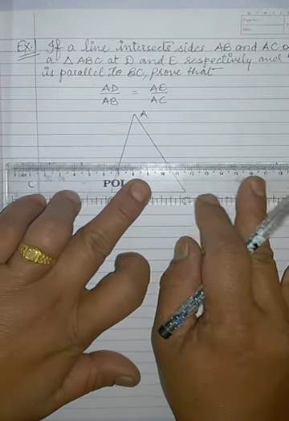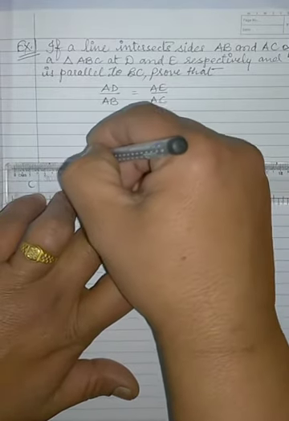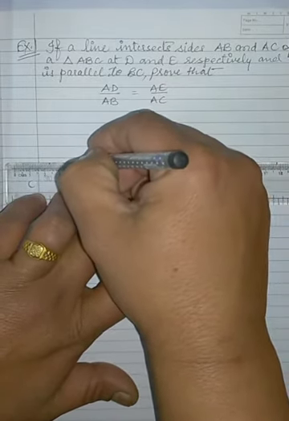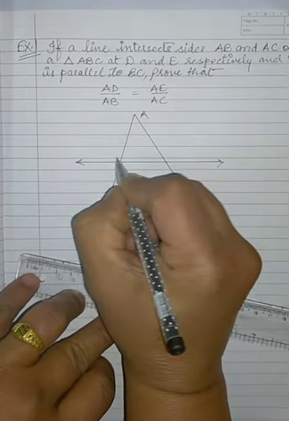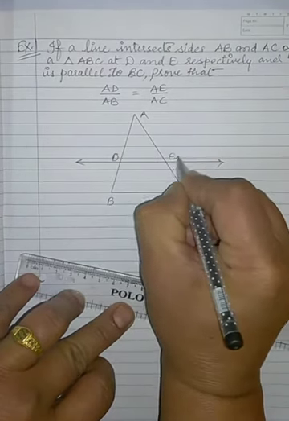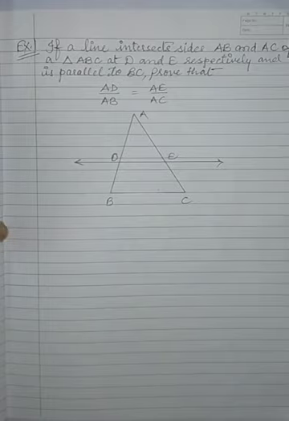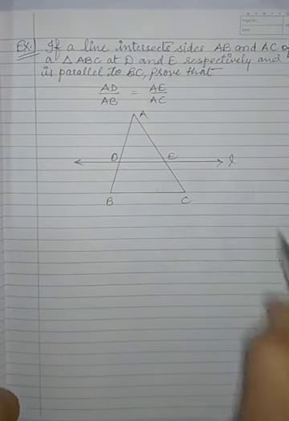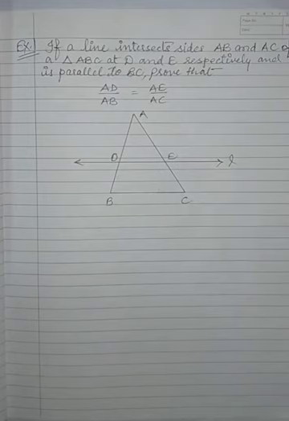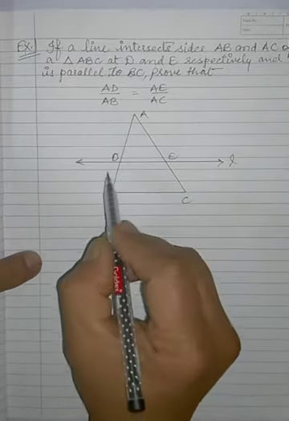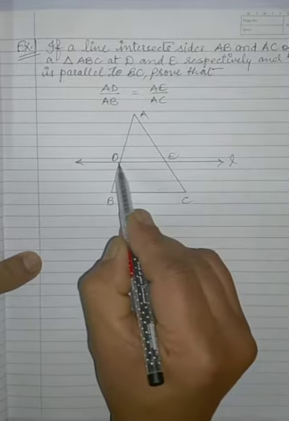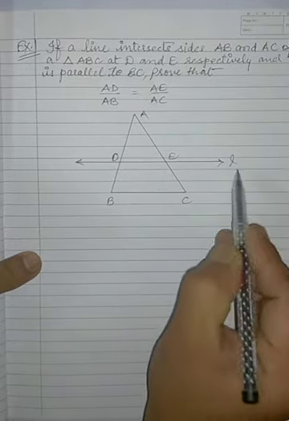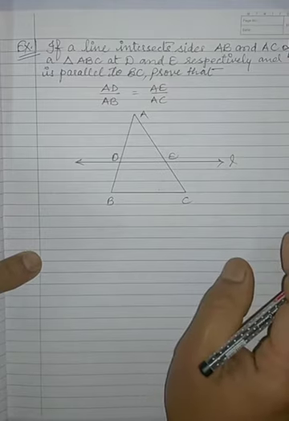Now children, you have to make sure that this line should not pass through the middle of the triangle, otherwise we may assume the points D and E to be the midpoints. We are not given that D and E are midpoints, so draw this line in such a way that it should not be bisecting AB and AC. Okay? So this line intersects AB at D and AC at E and is also parallel to BC. Line L parallel to BC we are given.